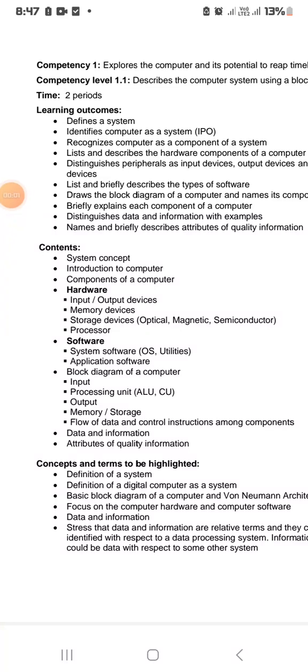First one is keyboard. The second one is pointing devices. There are many pointing devices. So the first pointing device is mouse. We can take this as the most popular pointing device.